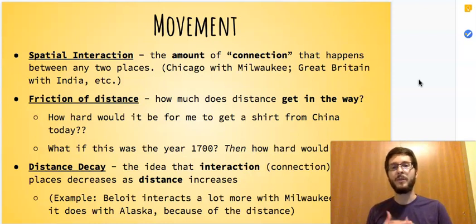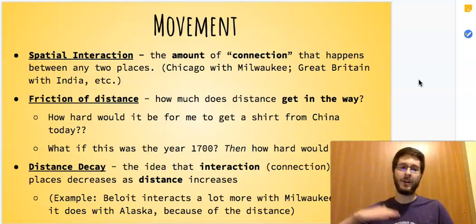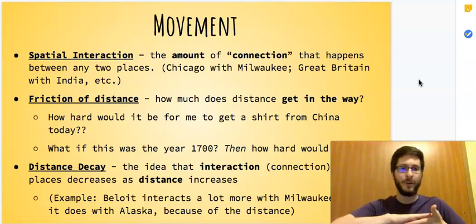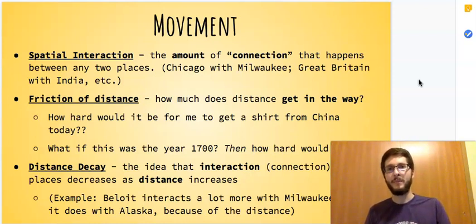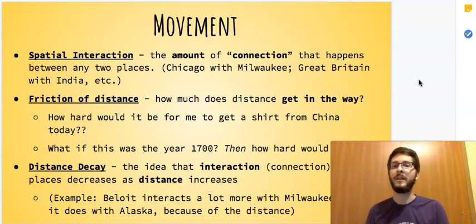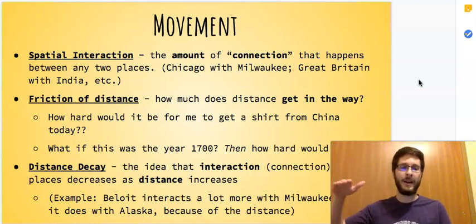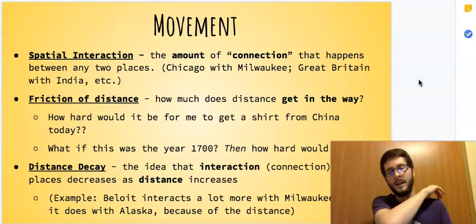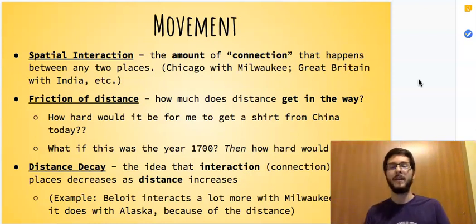The second vocab term is friction of distance. When you think of the word friction, friction is what slows things down. Think about Velcro. There's a lot of friction there. If you took a hockey puck and you slid it across an ice rink, which is a frictionless surface, that hockey puck is pretty much going to just glide right across. It's not going to stop. If you did the same and you slid it down a carpeted hallway, it's going to stop within a few feet because that carpeted surface has more friction to it.